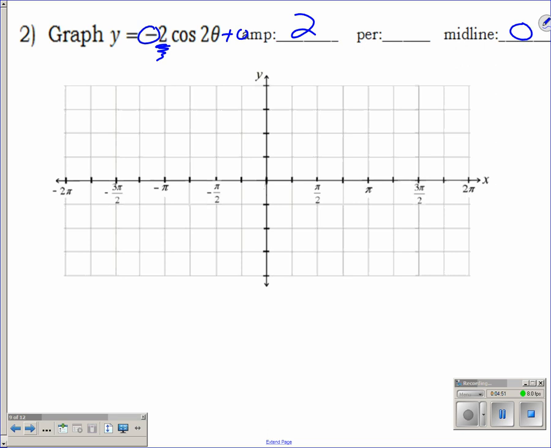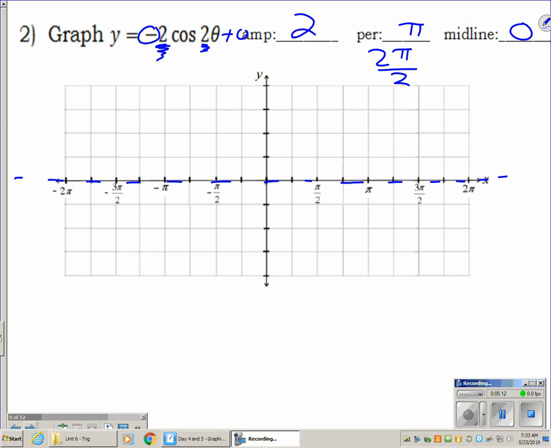And in this case, if we look at our b value, our period is just 2 pi divided by our b value 2, which is pi. Okay? So we're going to use those three numbers to help us graph this function. And we always start with the midline. So again, the midline's at 0, so I'm going to do my dotted line here at 0. And then after graphing the midline, I'm going to start with my pattern.